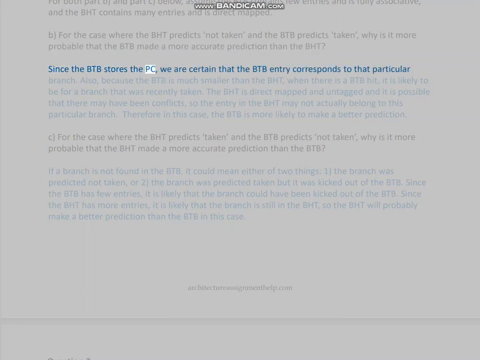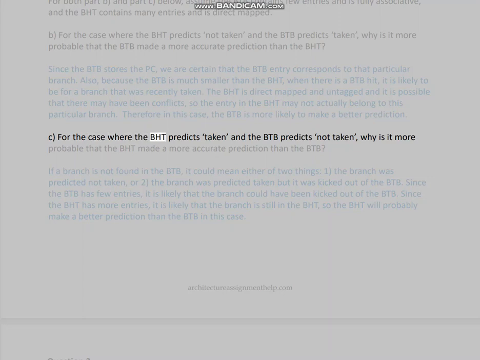Since the BTB stores the PC, we are certain that the BTB entry corresponds to that particular branch. Also, because the BTB is much smaller than the BHT, when there is a BTB hit, it is likely to be for a branch that was recently taken. The BHT is direct mapped and untagged, and it is possible that there may have been conflicts, so the entry in the BHT may not actually belong to this particular branch. Therefore, in this case, the BTB is more likely to make a better prediction.